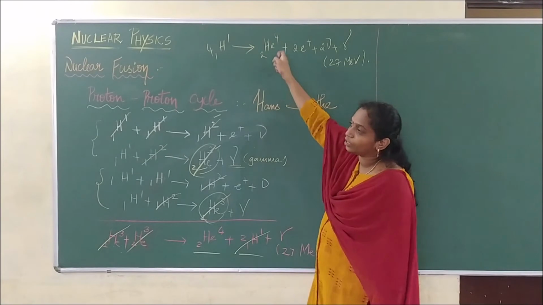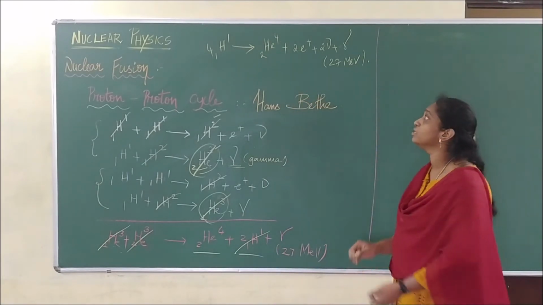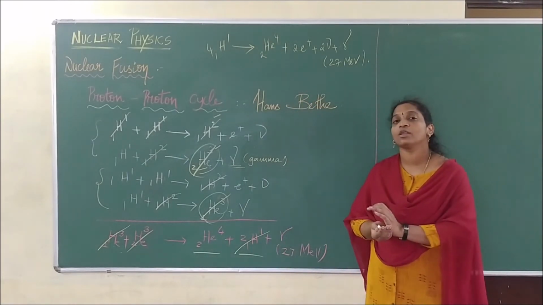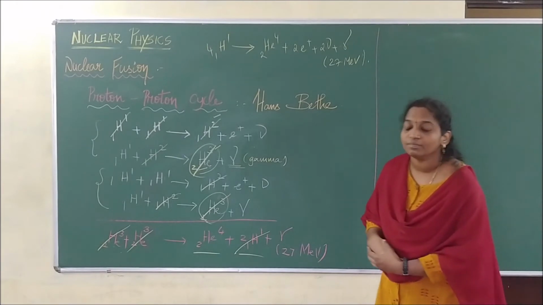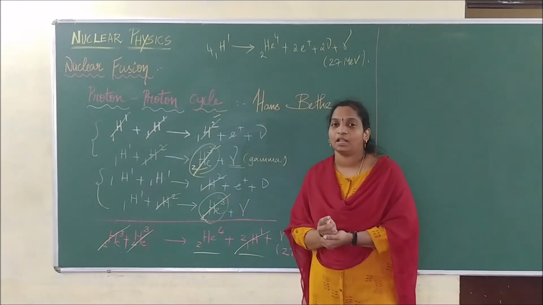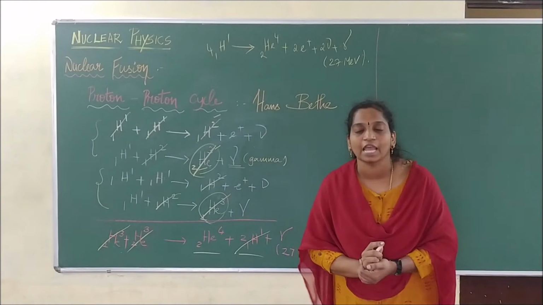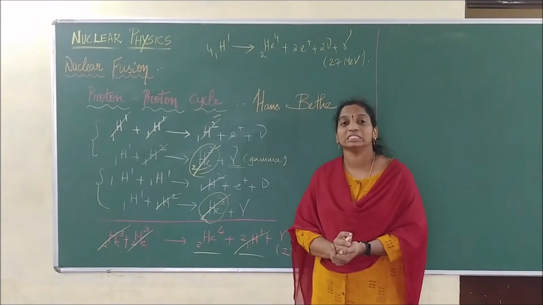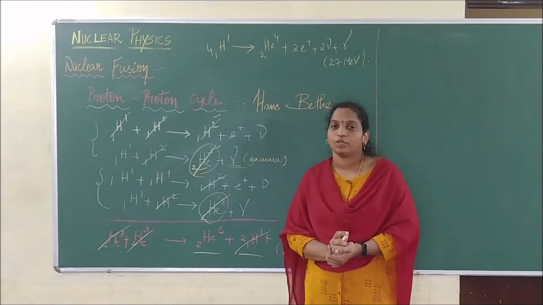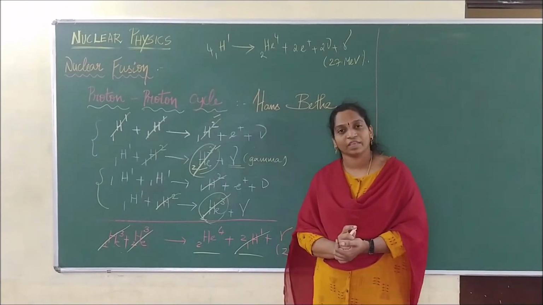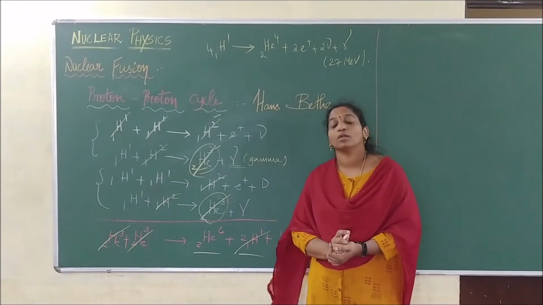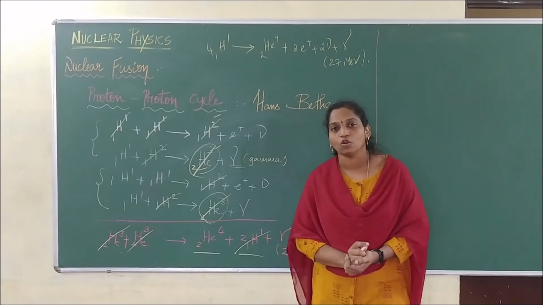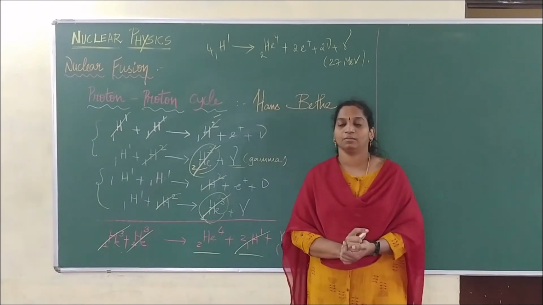4 protons join together to form 1 helium nucleus with the release of 2 positrons and 2 neutrinos, with the energy emission of what? 27 million electron volts of energy. We call this type of nuclear fusion the proton-proton cycle, which takes place in stars to release that energy. Right? In the sun also, we can say the reaction is the carbon-hydrogen cycle. There are also nuclear fusion reactions taking place.